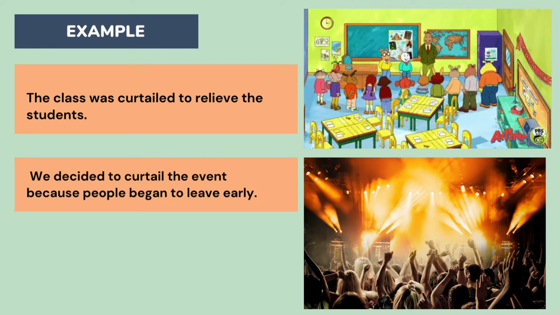The next example is, we decided to curtail the event because people began to leave early. This means that the people were losing interest in the event and they were leaving, so we had to reduce the time of that event. We have to lessen the time and we have to curtail the event.